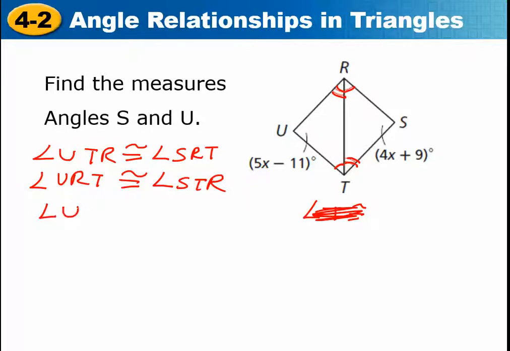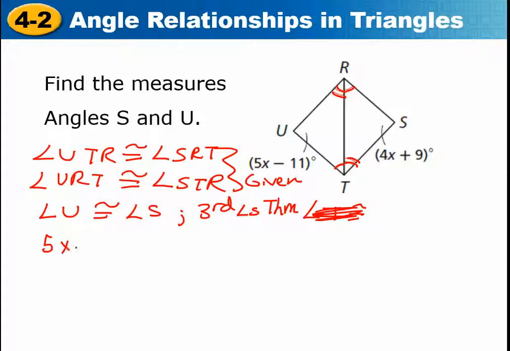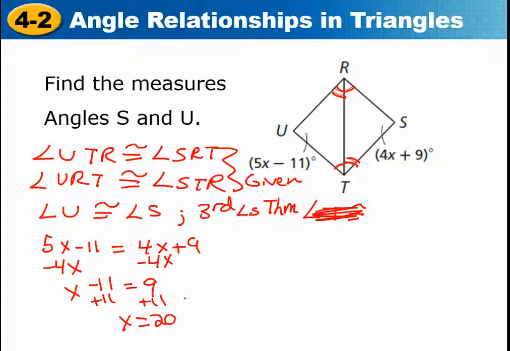Therefore, I can say that angle U is congruent to angle S. These were both givens by the picture, and this is the third angles theorem. You don't have to state your reasons in solving these problems, but just so you know. Then I will replace the measures of the angles with their expressions. So 5x minus 11 will be equal to 4x plus 9. And now I just need to find x. x minus 11 equals 9, add 11. So x equals 20.